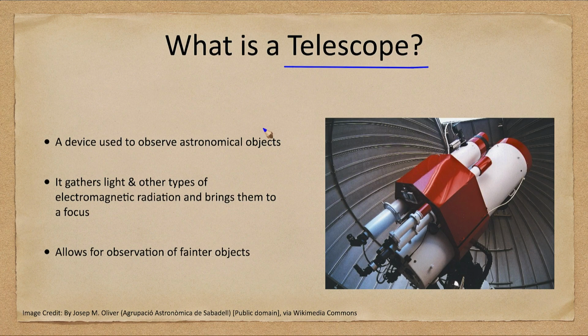What is a telescope? It is just a device that is used to observe astronomical objects. It gathers light, which remember can be any type of electromagnetic radiation, and brings that light to a focus. It allows us to see fainter objects than would otherwise be visible. So we see a telescope here, actually multiple telescopes, one main lens and other smaller scopes attached to it, all pointing in the same direction in the sky.